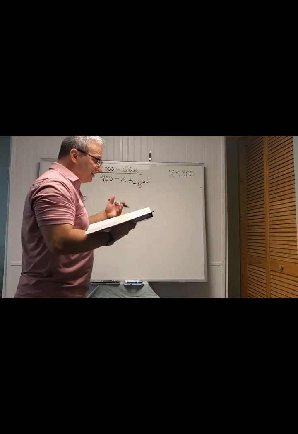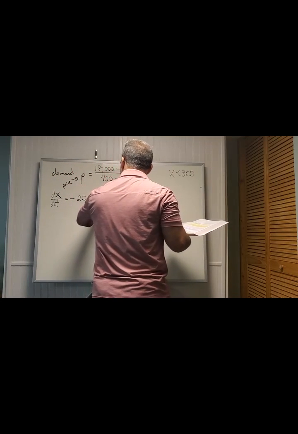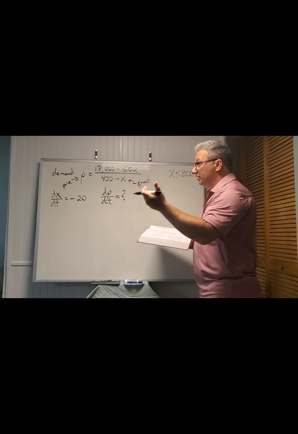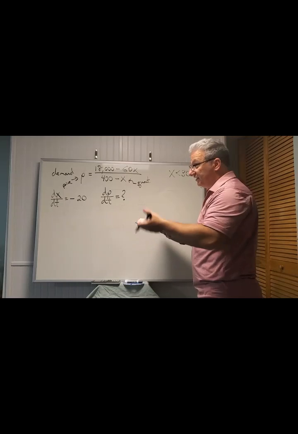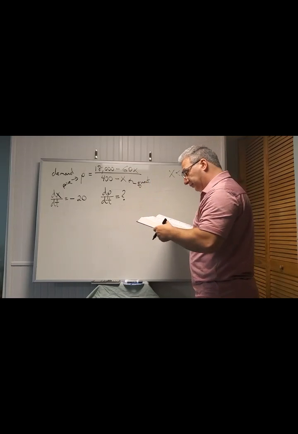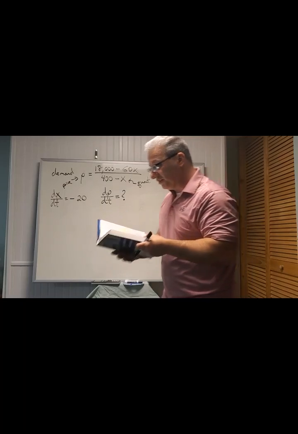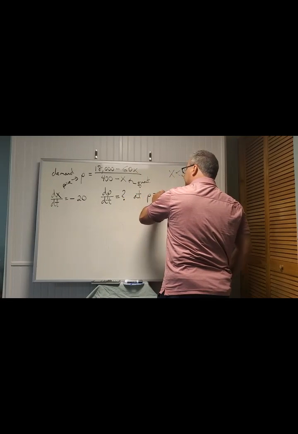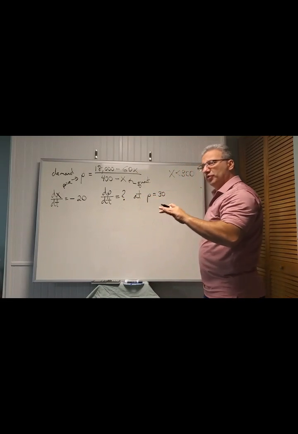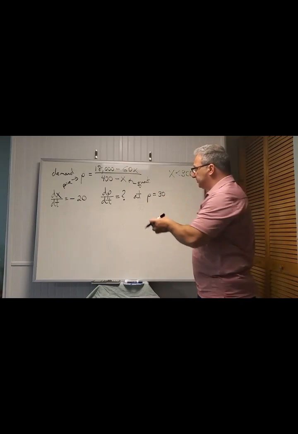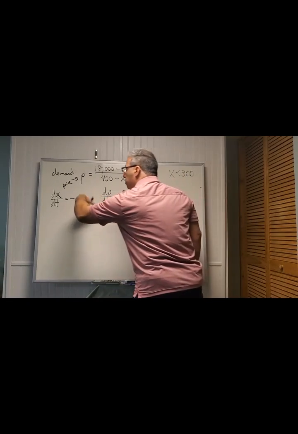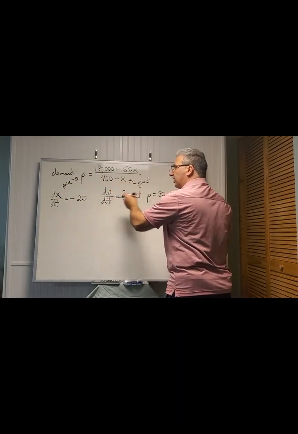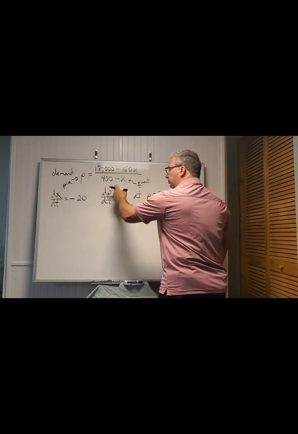At what rate is the price changing? So that's what I don't know. At what rate is the price changing? dP/dt. Rate is the derivative, by the way. In this case, we're doing a related rate with respect to time. And the particular price we're looking at is $30. So again, let's recap one more time. At the price point of 30 bucks, and we know units of demand is shrinking by 20 units per day, at what rate is the price point changing?